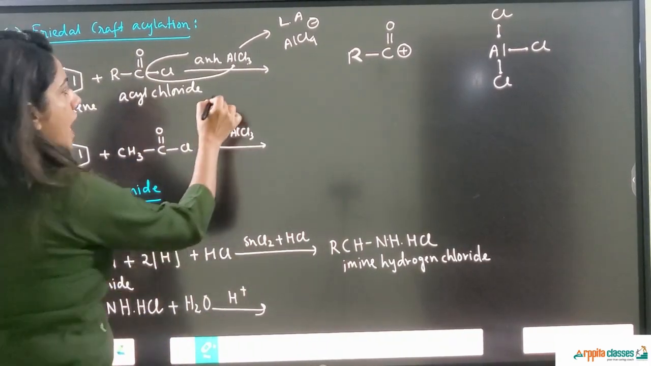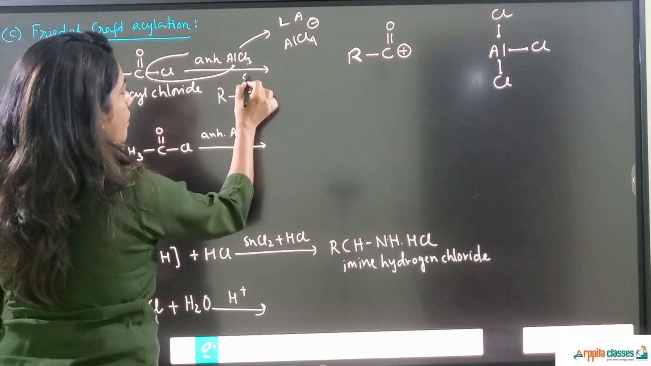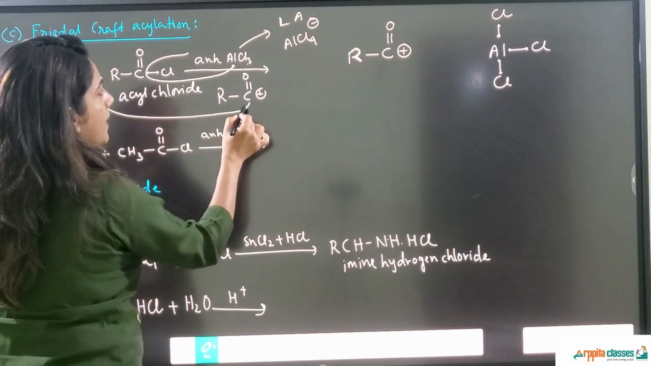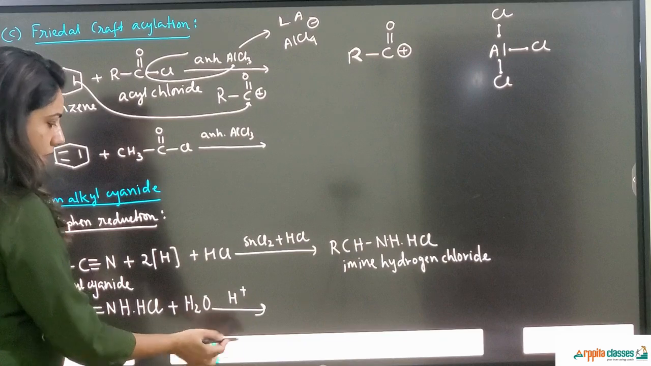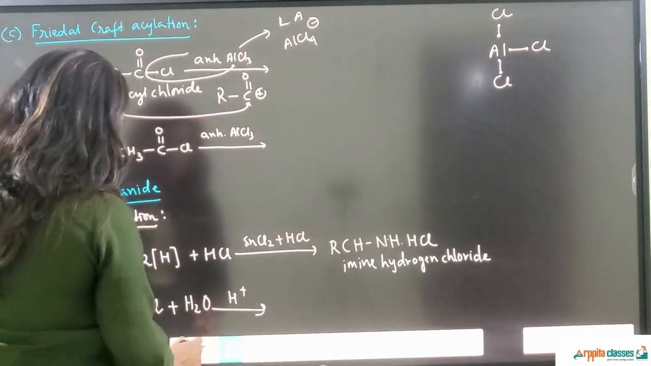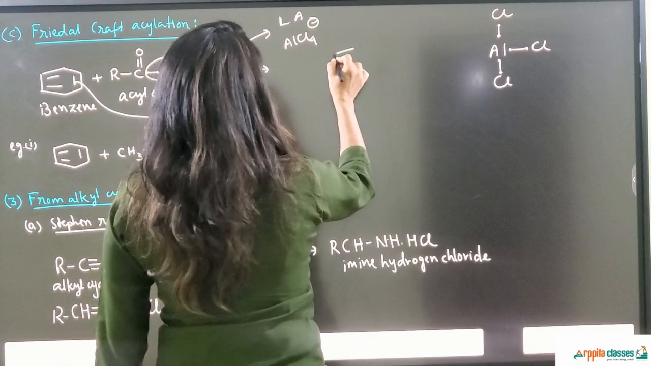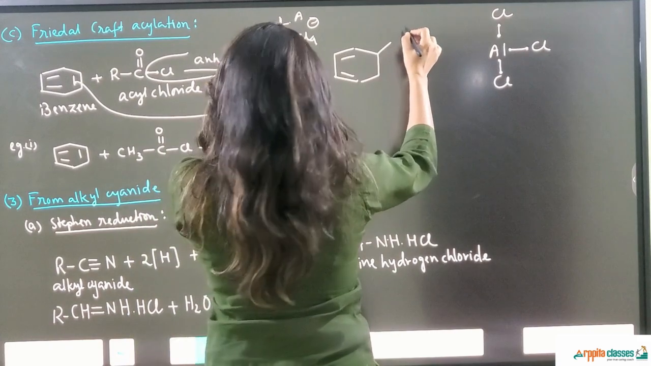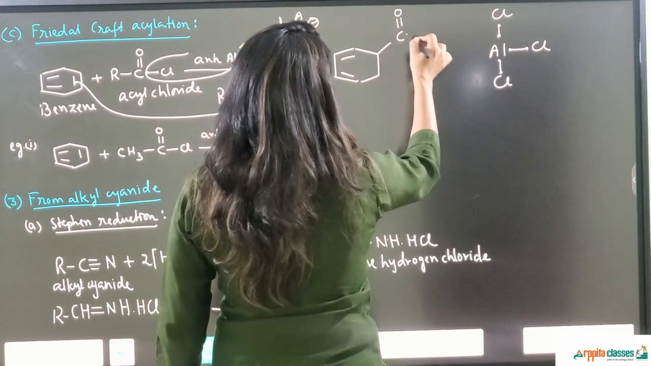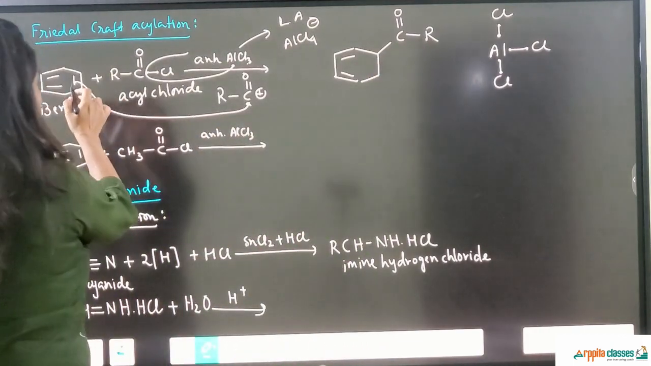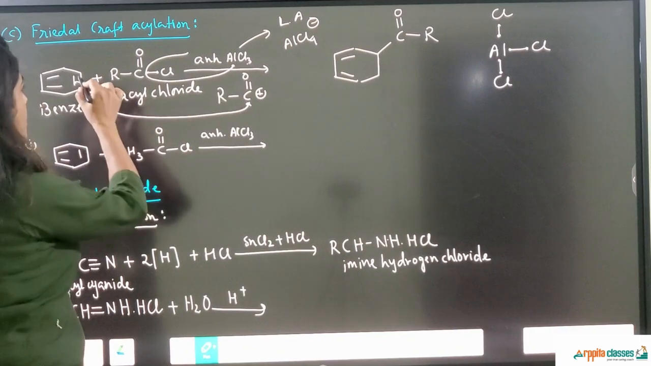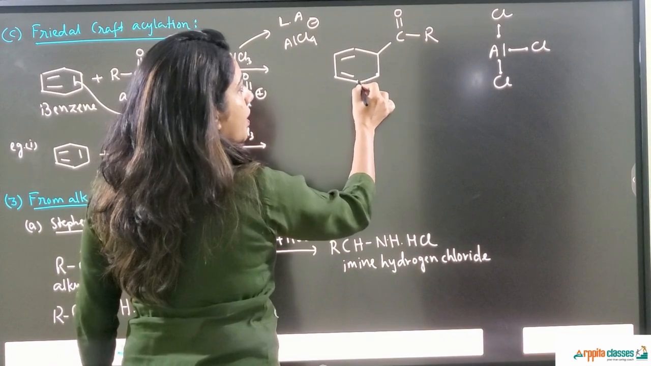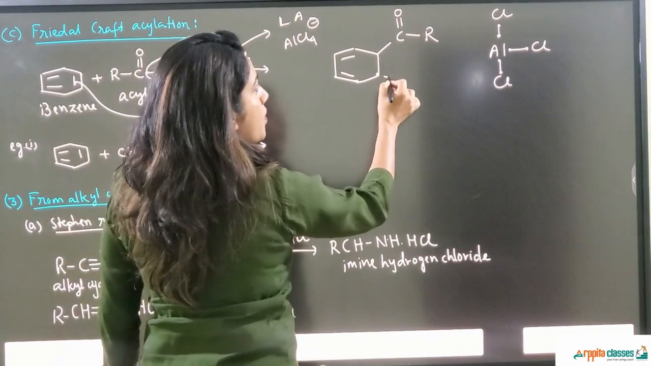Now this RCO+ electrophile will do what? This electron-rich benzene molecule will attack it, giving rise to an electrophilic substitution reaction. How? This is my benzene molecule, these are the 2 bonds, and here COR is getting attached. So this bond is attacking this carbon. One of the carbons is getting this group, the other carbon is short of a bond, so it will get a positive charge.